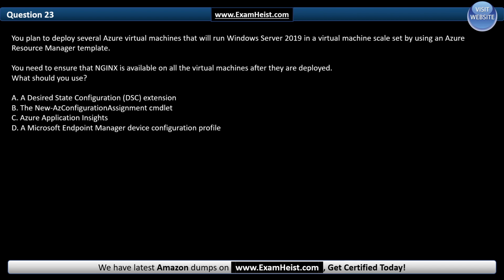Question 23. You plan to deploy several Azure virtual machines that will run Windows Server 2019 in a virtual machine scale set by using an Azure Resource Manager template. You need to ensure that Nginx is available on all the virtual machines after they are deployed. What should you use?